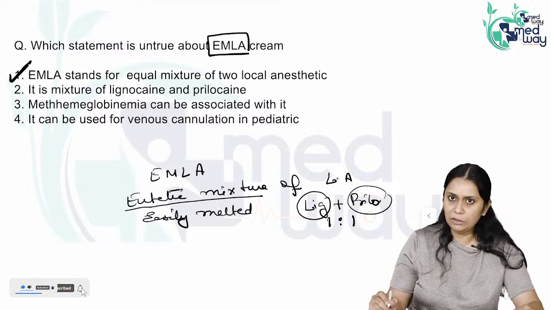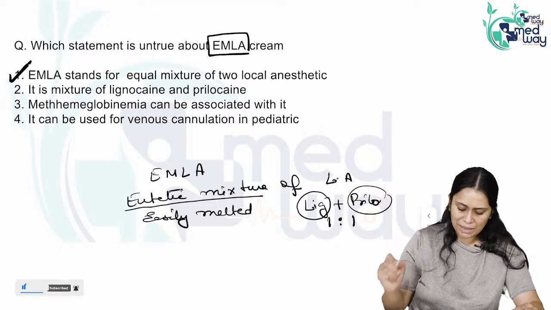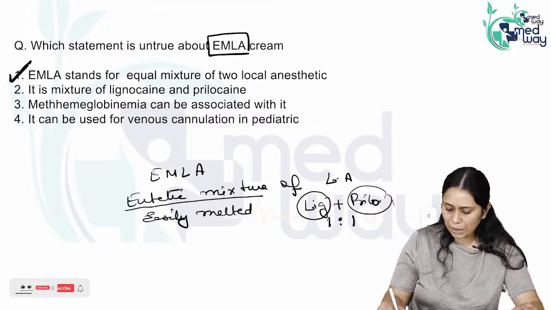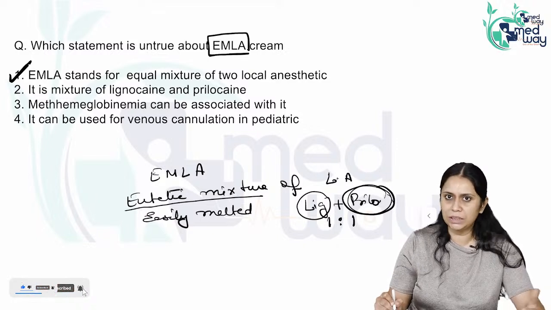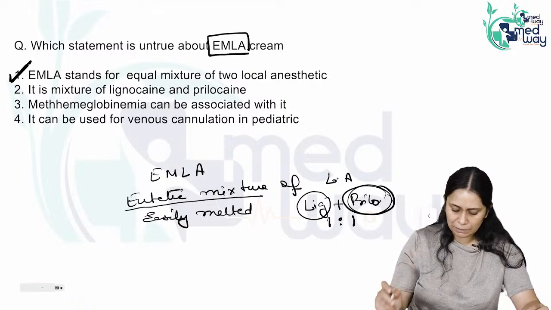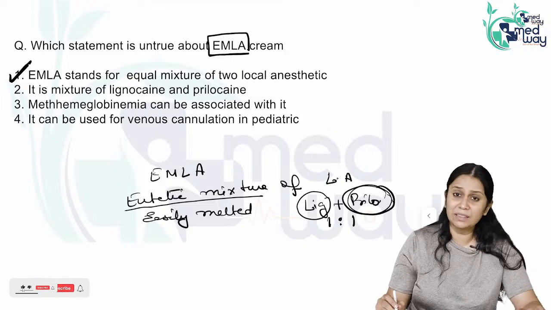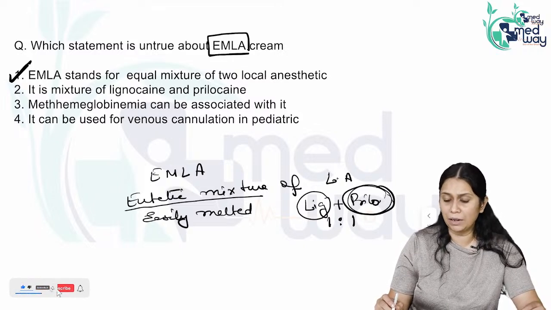It is a mixture of ligno and prilo? Yes. Methemoglobinemia can be associated with it. Prilo is associated with methemoglobinemia. So Emla can also be associated with methemoglobinemia. It can be used for venous cannulation in pediatrics. Yes, it's the most common indication of using Emla cream.